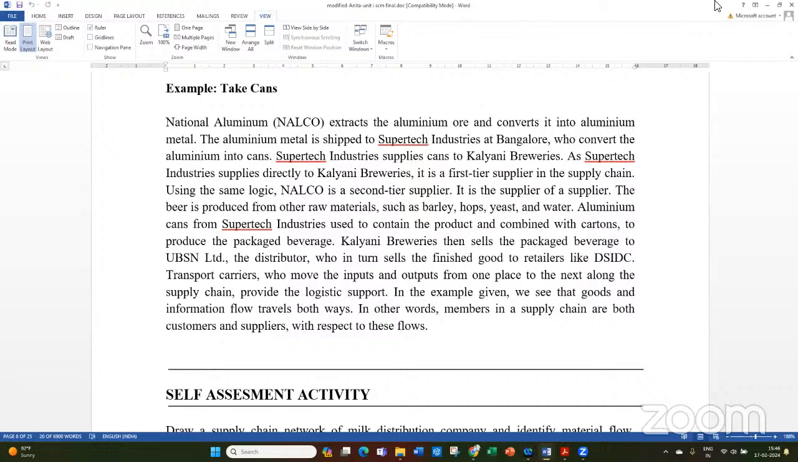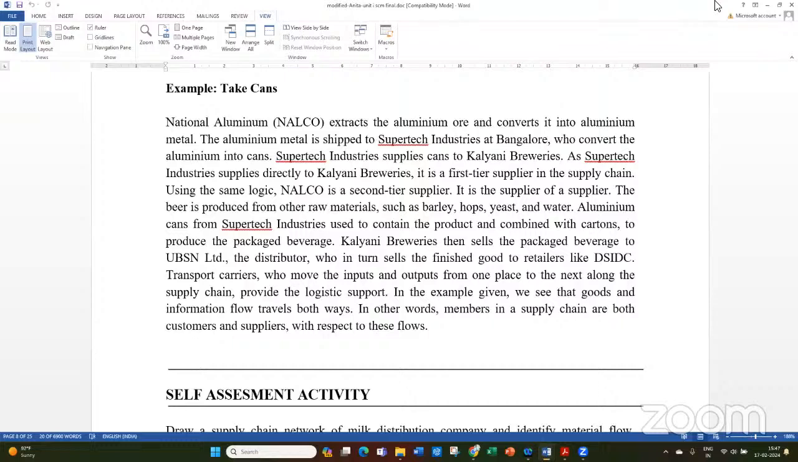So aluminum is supplied from the extracted ore. What Supertech Industries does is convert aluminum fully to cans, and the cans go to the beverage company. So they require aluminum, oil, gas, and power, for the beverage company.